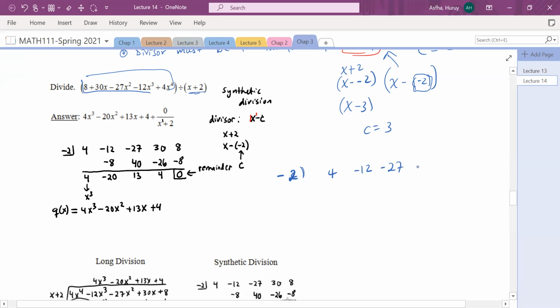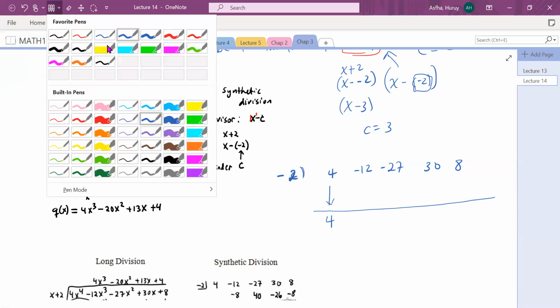-27, 30, and 8. And here you leave some room between this coefficient and this line, because we are going to write something in here. And then you bring this 4 down here. The first term, you bring down without any operation.